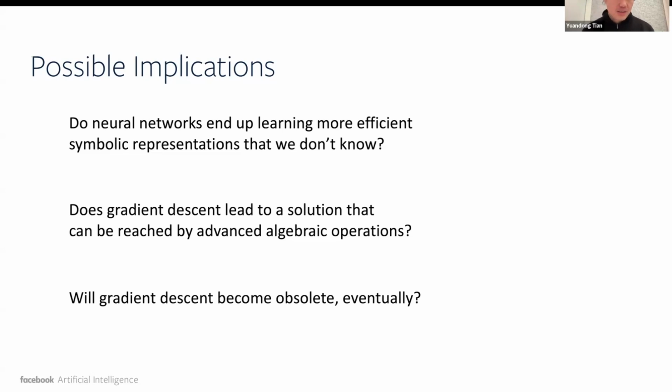Another implication is that maybe gradient descent is just one way to achieve the solutions. There could be other ways. For example, if you use very advanced algebraic operations, maybe it will also give you a solution similar to gradient descent. In that case, maybe you don't need gradient descent anymore. Maybe gradient descent will become obsolete eventually. But of course, these are basically speculations.